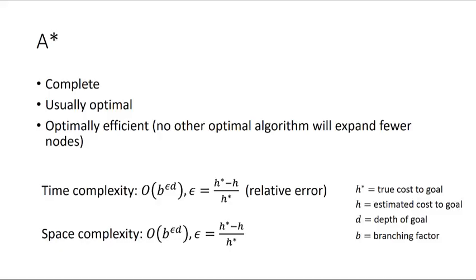Okay, so let's look at the theoretical qualities of A star. First of all, A star is complete. If there is a path to the goal, it's going to find it, or else it's going to return failure.